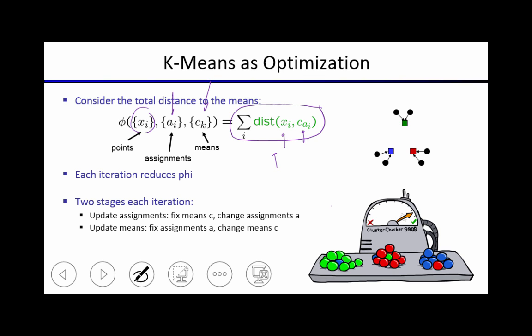There are two stages in each iteration. There is an update of the assignments, which keeps the means fixed, but changes what you're assigned to for each data point. And there's an update of the means, which fixes the assignments for each data point, but changes the means. So to show that we're reducing this objective in each iteration, what we can do is, if we can show we reduce the objective in the first step and in the second step, then together they definitely reduce the objective, and we know we're in every step reducing this objective function.